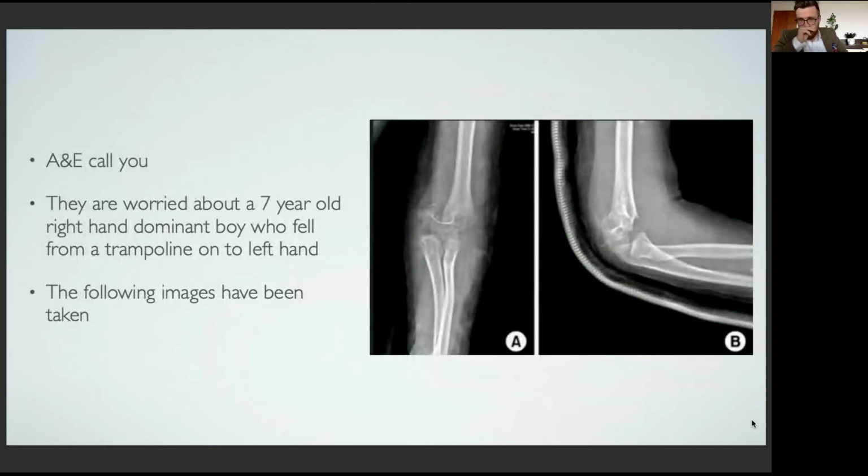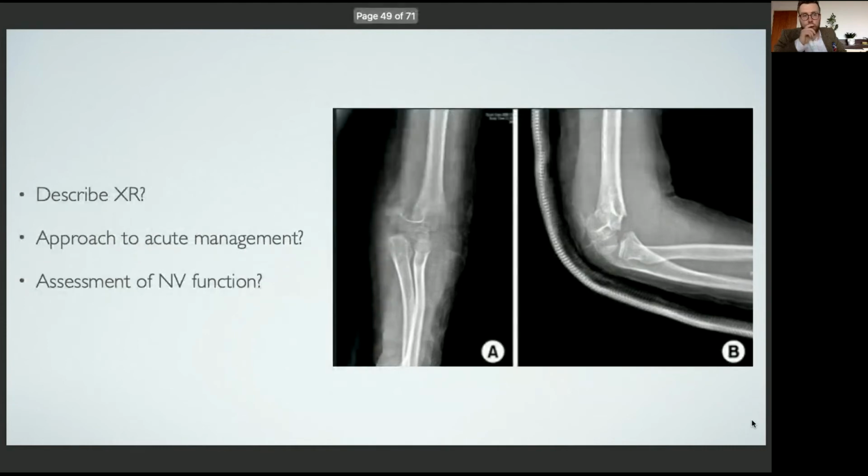So in this scenario, the A&E department call you and they are worried about a 7-year-old right-hand dominant boy who fell from a trampoline onto his left hand, and they've taken the following x-rays. Can anybody describe to me what this x-ray shows and how they are going to approach the acute management of this patient?